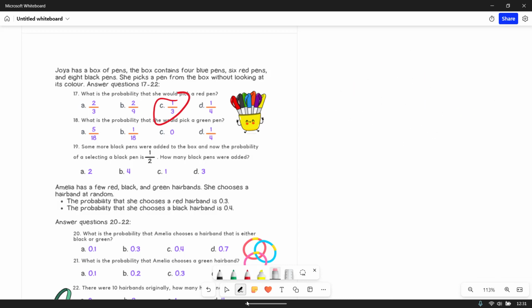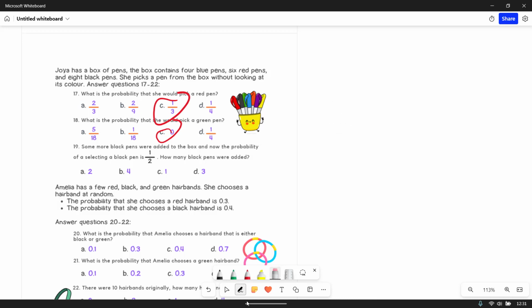What's the probability of landing on green? So the bottom is 18. And how many greens are there? Blue, red, black. There's no green, so it's going to be 0. 18 is C.